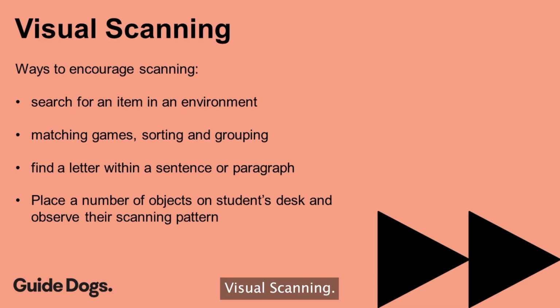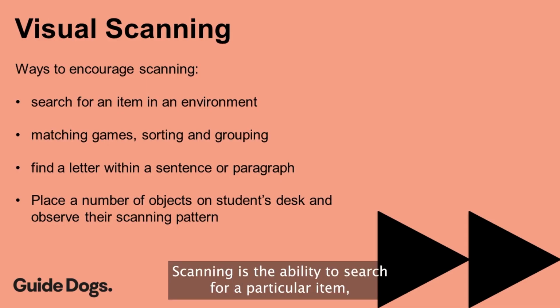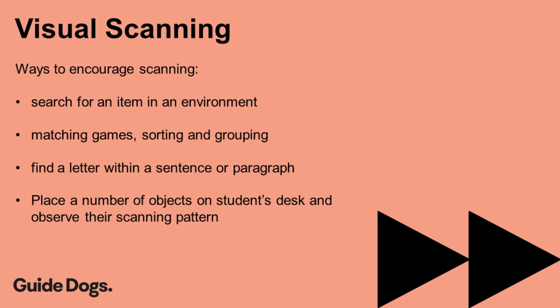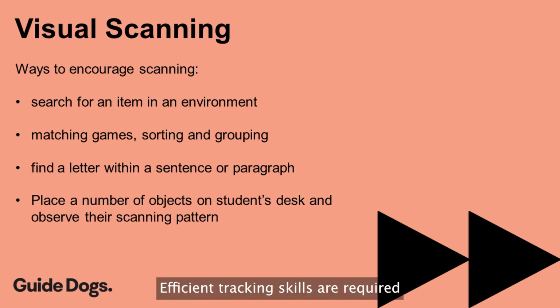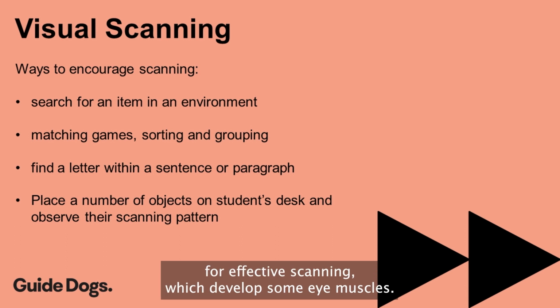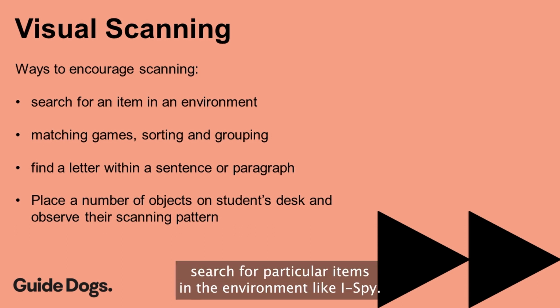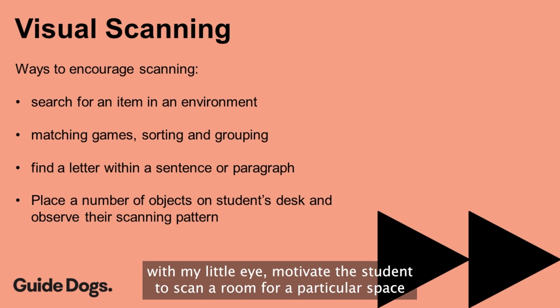Visual scanning. Scanning is the ability to search for a particular item amongst other visual stimuli. Efficient tracking skills are required for effective scanning, which develops some eye muscles. Ways to encourage scanning: search for particular items in the environment, like I spy with my little eye.